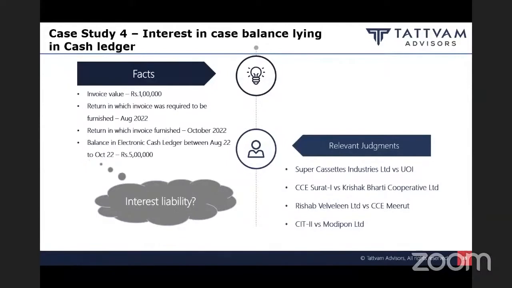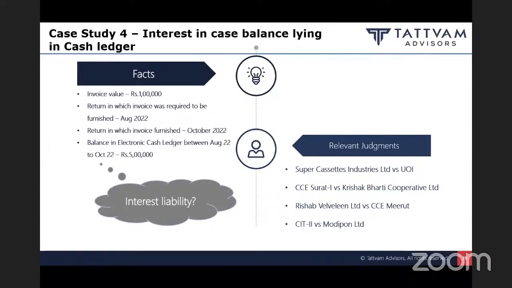Another interesting issue which is always asked is, so what we concluded is, if I have my balance in my credit ledger, then there is no interest. If I have not utilized the ITC, no interest. Interest will start only if I utilize the ITC. There are situations wherein I am maintaining certain balance in my cash ledger and there is a delay in payment of tax, maybe on account of delay of filing of return or on account of missing invoices, but I have certain balance which is maintained in my cash ledger.